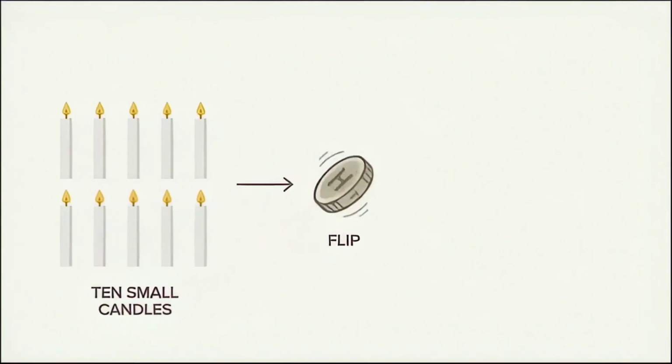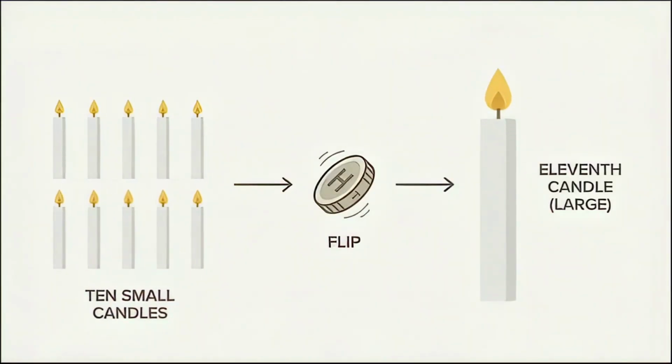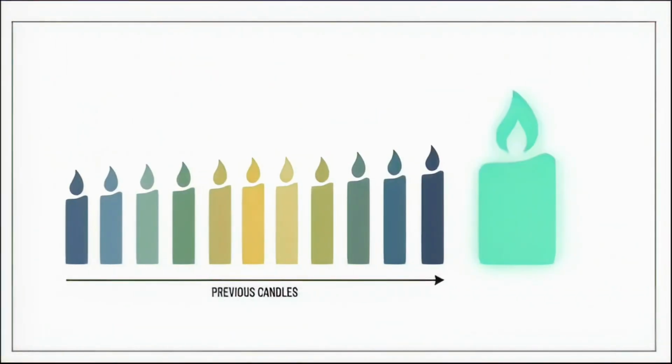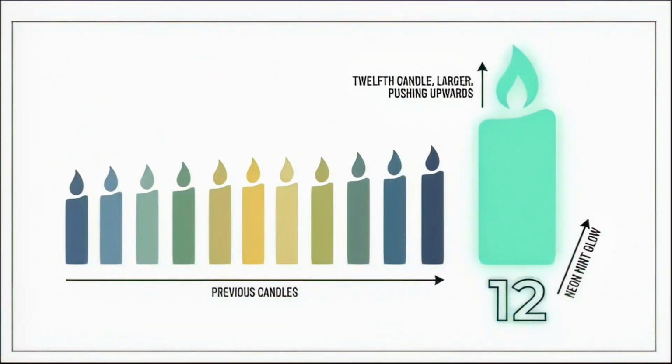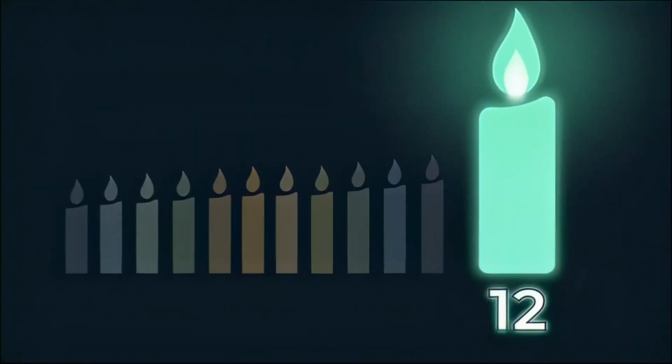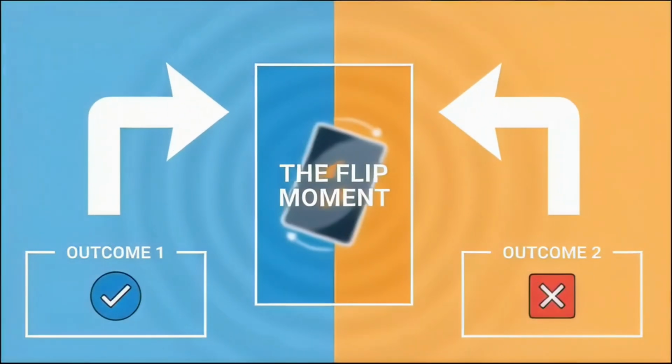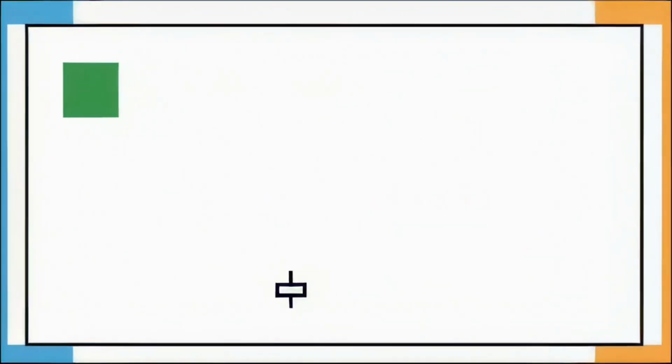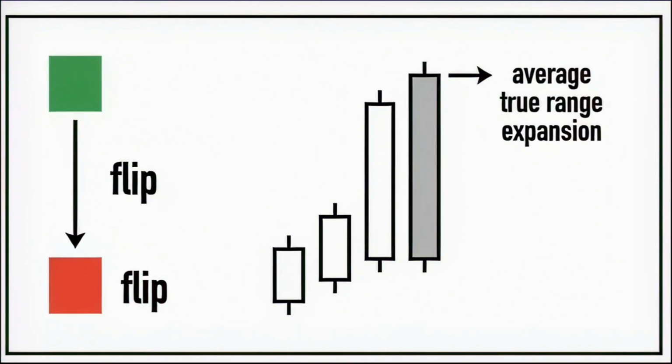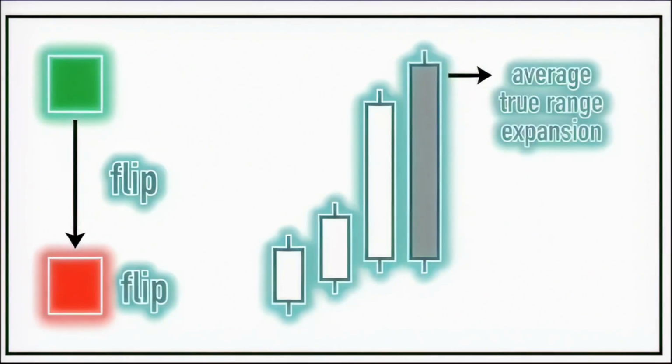Now picture the same 10 quiet candles, the same flip. But this time the next candle is twice the size of anything that came before it, and the one after that is bigger again. That is an entirely different signal. Even though the flip itself looked identical on your screen a moment earlier. The color told you a direction. The size of what came right after told you whether to believe it.